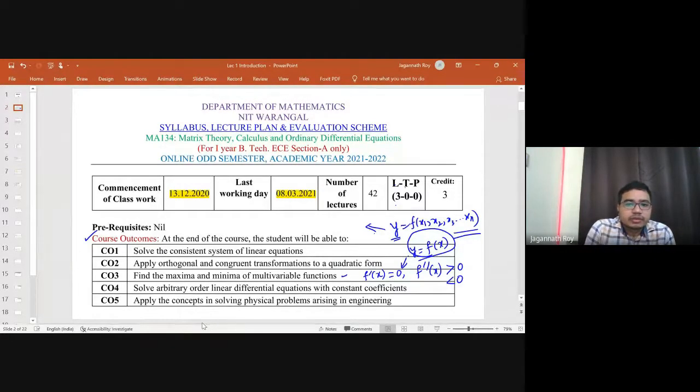And then we will learn about the ordinary differential equations with arbitrary order with constant coefficients. And then finally, we will see some aspiring engineering applications of the theory part that we discuss in this course. So these are our 5 objectives, 5 outcomes.